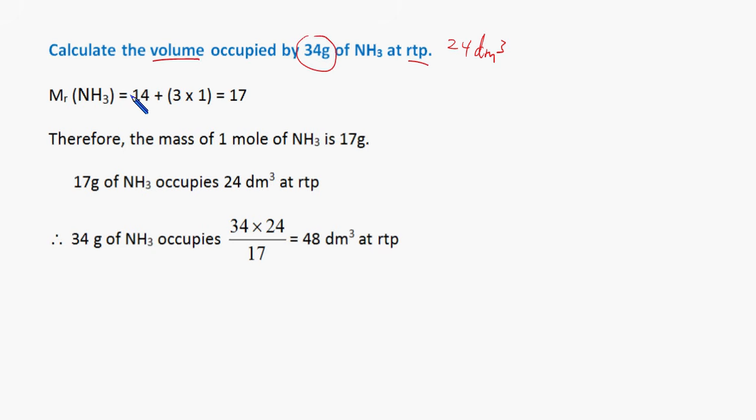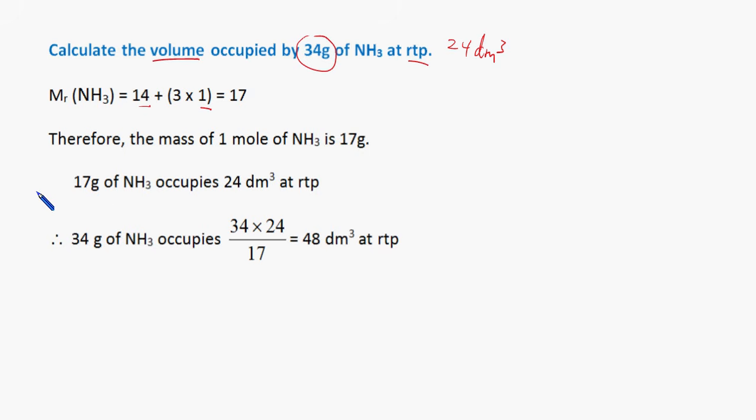So the mass number of nitrogen is 14 and the mass number of hydrogen is 1. So you have 14 plus, we have 3 hydrogen atoms, so it'll be 3 multiplied by 1, and that gives us 17. So what does this number mean? It means that the mass of 1 mole of ammonia is 17 grams.